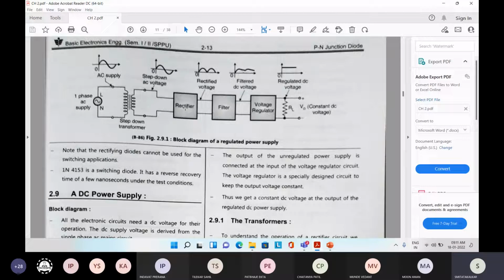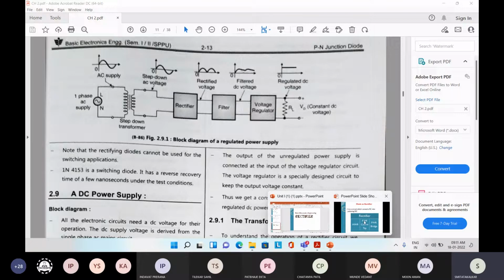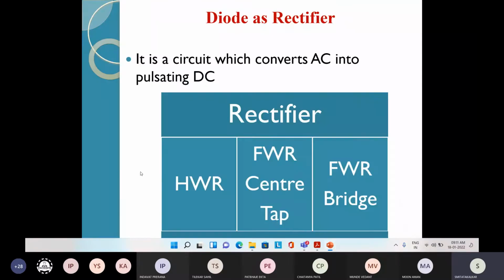In a rectifier, AC is converted to DC, and the rectifier is only used for AC to DC conversion of the current. It is a circuit which converts alternating current into pulsating DC. Pulsating means pulses of the DC. DC is the direct current.